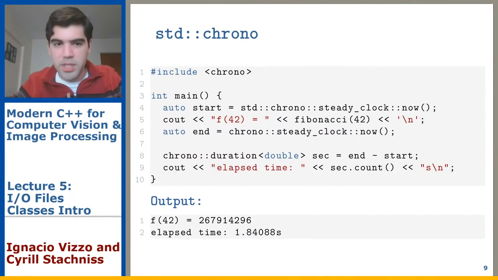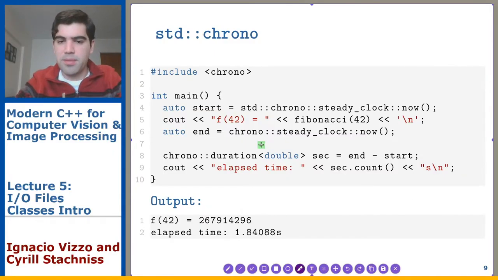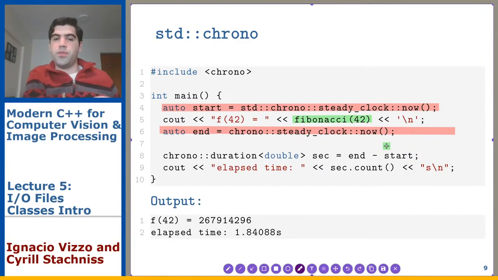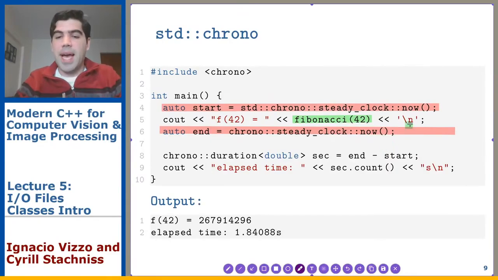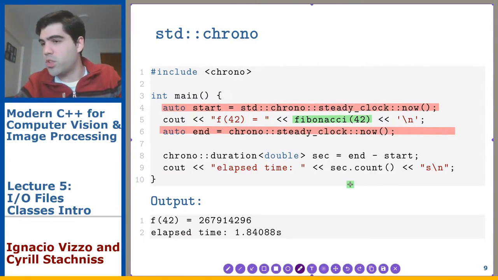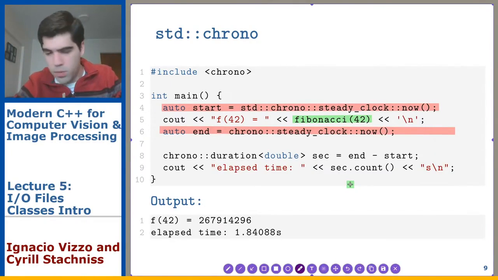Chrono is another utility. There are much better ways of doing benchmarking, but let's say you want to benchmark a particular function. You have this Fibonacci function, and here you will have the start and the end. Here is the function call, for example Fibonacci of the integer 42, and then you can print how much time elapsed between these two steps. This is a really naive way of doing benchmarking, but if you want to know how much time you spend on a function, it is a good way of doing it.